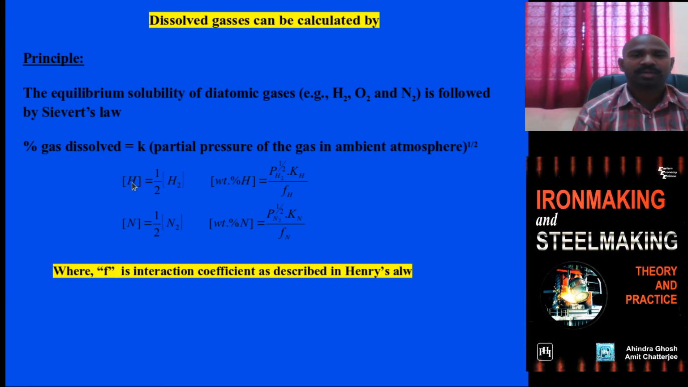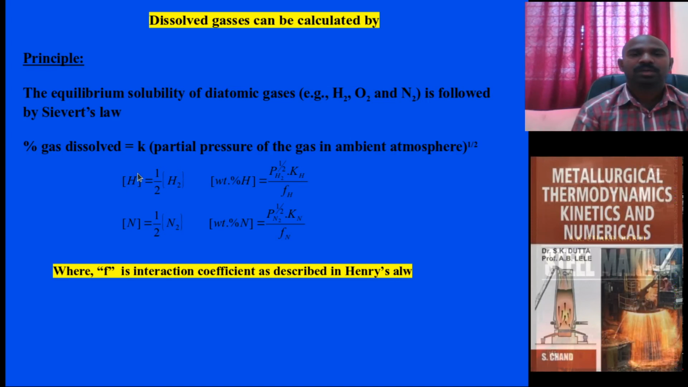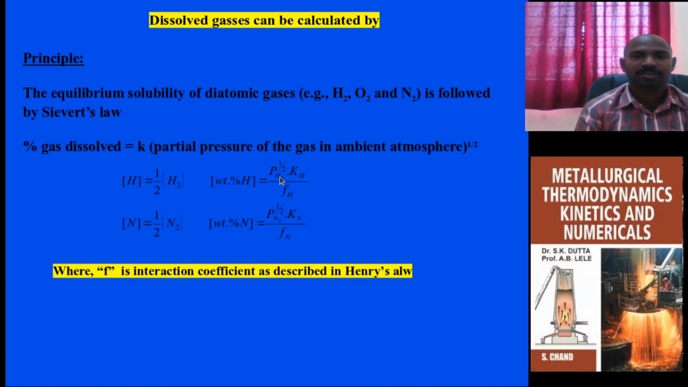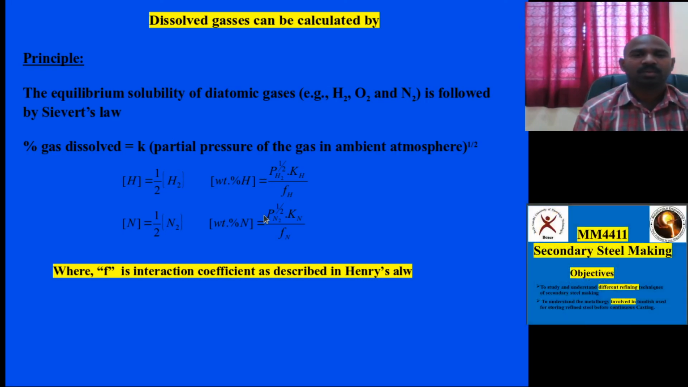For example, hydrogen is dissolved in the molten steel and this hydrogen gas is going out. How do you calculate? You apply Henry's law. It is very suitable since these gases are dissolved in the molten steel. Since it is a gas, you take the partial pressure divided by the interaction coefficient as described by Henry's law. So you can calculate using this procedure. A few numerical problems will be emphasized on this topic in the next lecture.